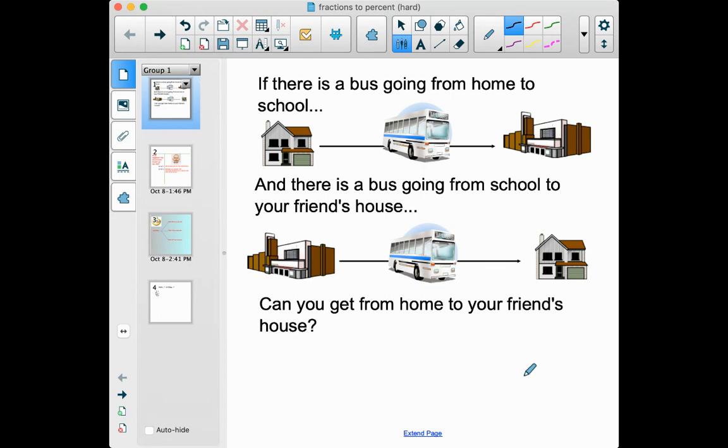If there's a bus that goes from your house to your school, and there's a bus that goes from school to your friend's house, but there's no bus that goes from your house to your friend's house, could you still take the bus to your friend's house? So pause for a moment until you can convince yourself that that's possible. Then we can continue.